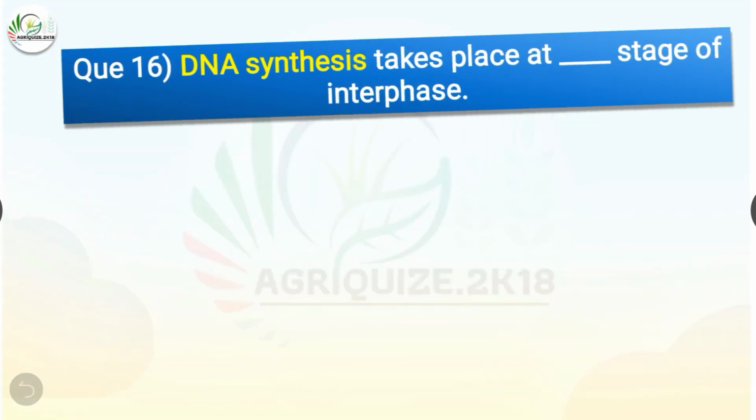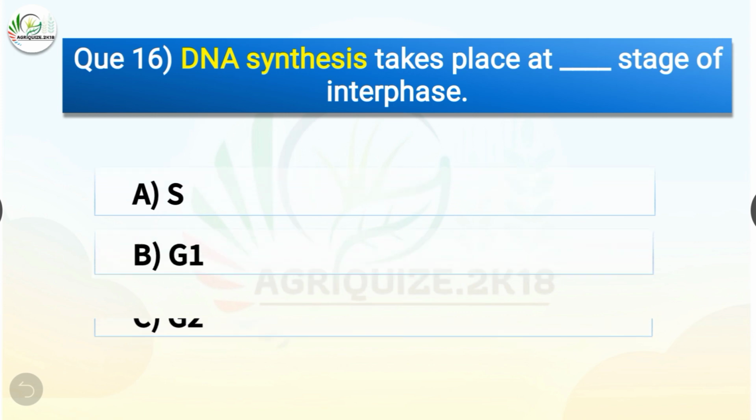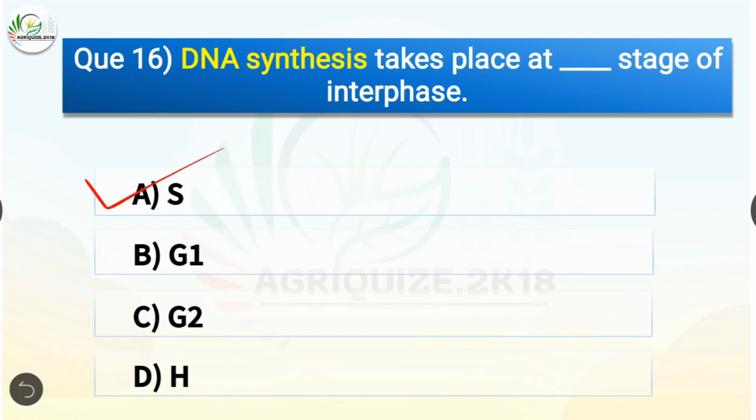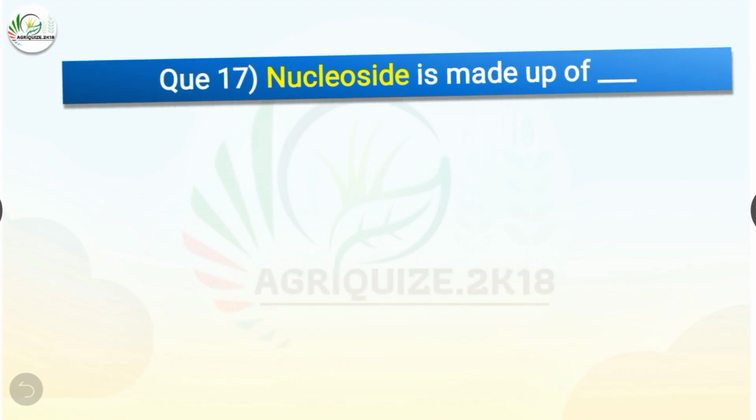Question number 16. DNA synthesis takes place at dash stage of interphase. The options are S, G1, G2 or H. The correct answer is option A, S. So DNA synthesis takes place at S stage of interphase. The S phase of a cell cycle occurs during interphase before mitosis or meiosis and is responsible for synthesis or replication of DNA.